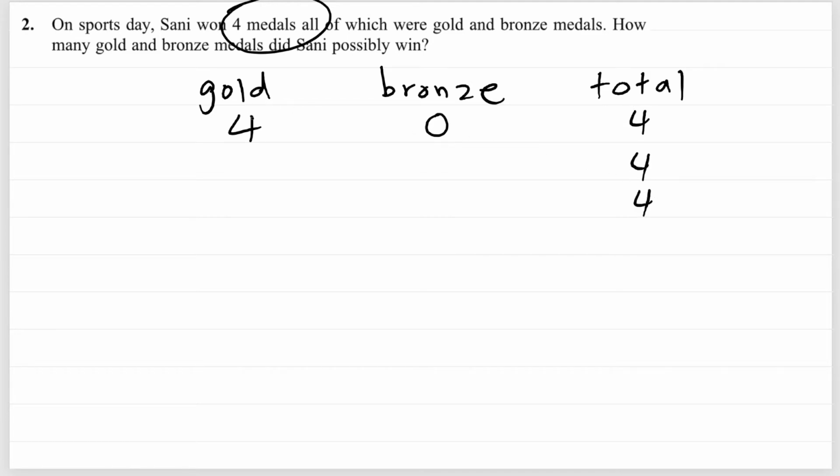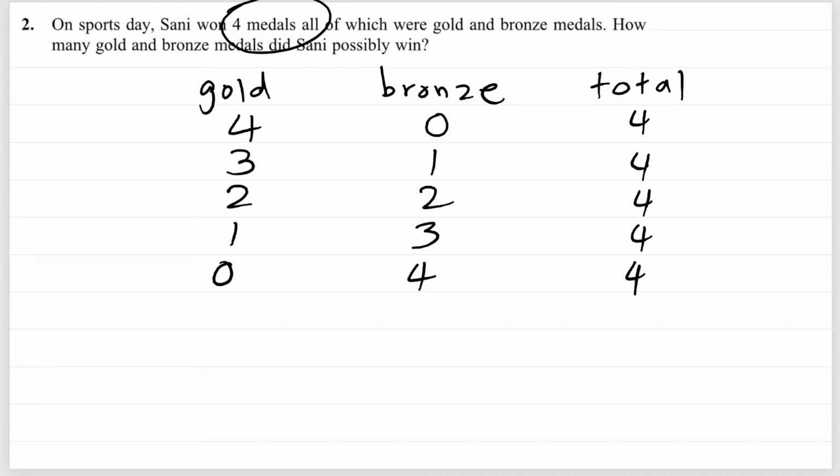Okay, let's say apa lagi? So dia boleh menang 3 gold, dia boleh menang 1 bronze, dia boleh menang 2 gold, boleh menang 2 bronze, dia boleh menang 1 gold, dia boleh menang 3 bronze dan dia boleh menang tak ada gold pun tapi dia menang ke semua bronze, as long as you akan dapat semua total dia sama juga dengan 4. So macam ni je lah.